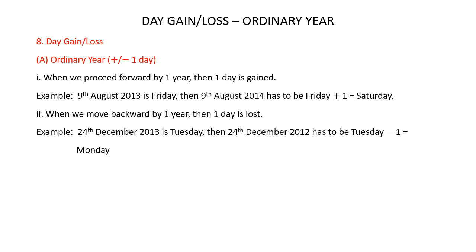The next concept that we have to understand is about day gain or loss. Now the concept of day gain or loss is different for an ordinary year and for a leap year. First, let's learn about the concept of day gain or loss for an ordinary year. For an ordinary year, when we proceed forward by 1 year, then 1 day is gained. For example, 9th August 2013 is Friday. Then 9th August 2014 has to be Friday plus 1, that is Saturday.